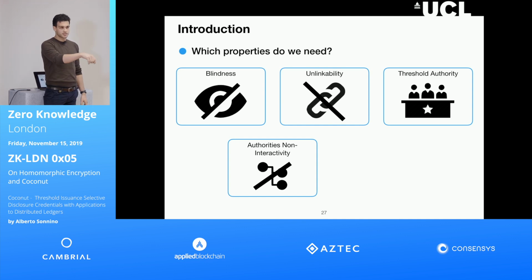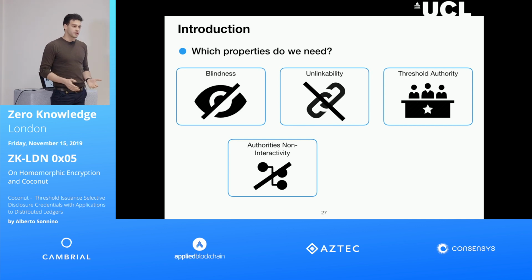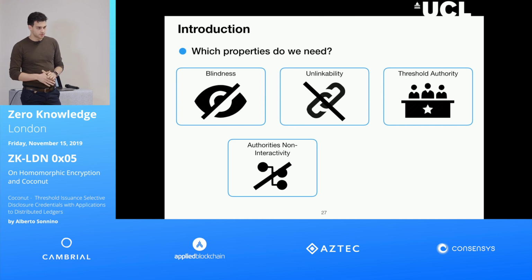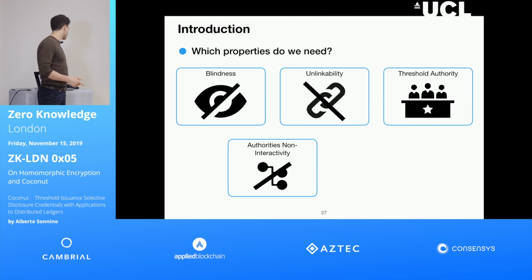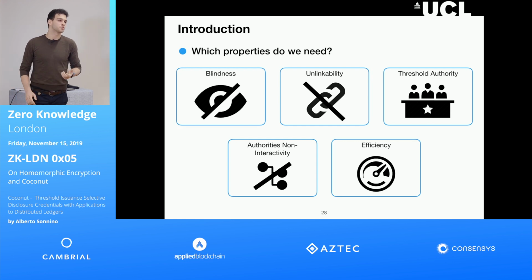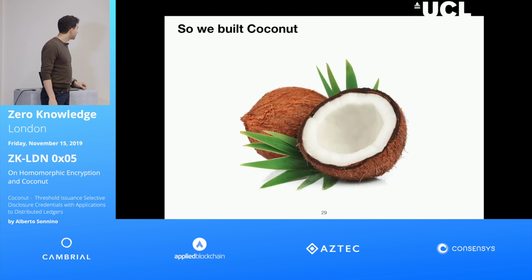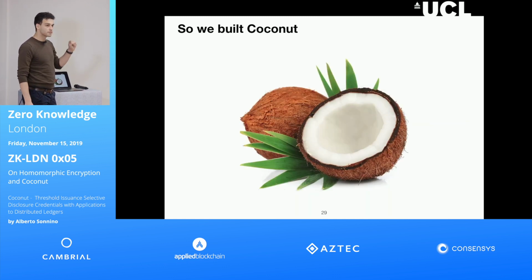We say every node is actually one of the authorities, and as part of the smart contract, they would issue the credentials, but we don't want to have the overhead in addition to consensus just to issue some credentials. And the last one is efficient, specifically in verification, since we want those credentials to be verified by the smart contract. And that's basically the story of why we built Coconut, the one that fulfills all the purposes of before.